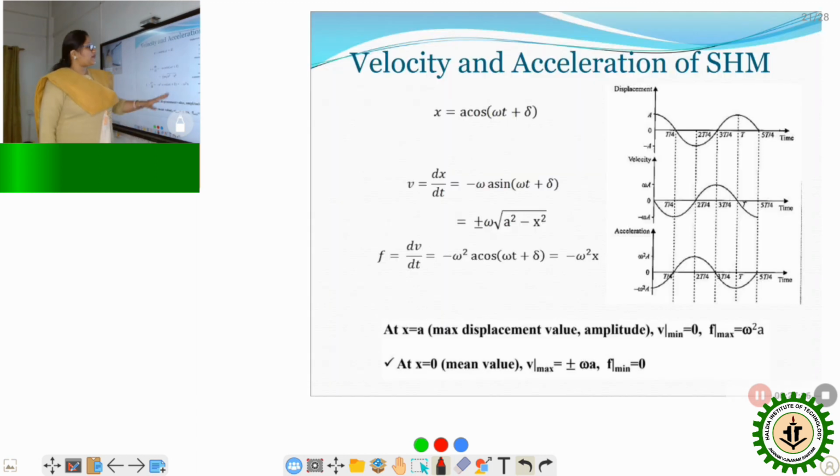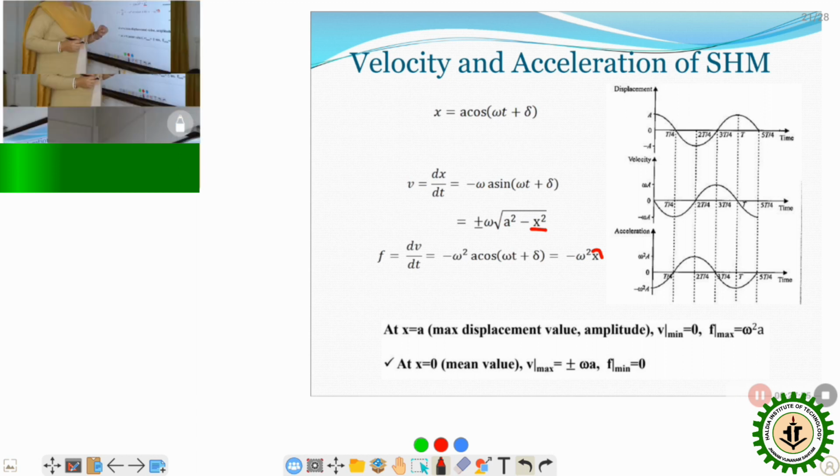Here we get the graphical representations of the displacement as well as velocity and acceleration. Within the same graph, we can easily compare these three parameters. We can see when we get the maximum velocity or minimum velocity, or maximum and minimum accelerations. From this expression, when x equals 0, that means when it is at the mean value, we get v equals plus minus omega a, because x is 0. And for x equals 0, what will be f? If we put x equals 0 here, it will be 0.